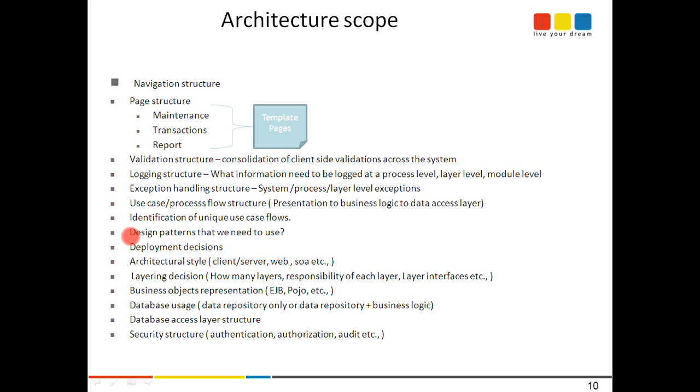Then what are the architecture design patterns that you need to use? Then deployment decisions: am I going to do a client deployment or a web kind of deployment? Is it a cluster deployment, an active passive, or an active cluster? These again have to be part of your software architecture. What kind of architectural style? Is it client server, web, or SOA? That decision you need to make.